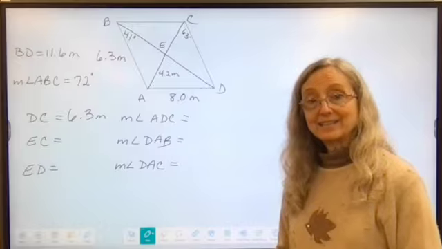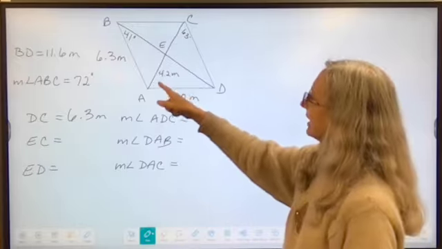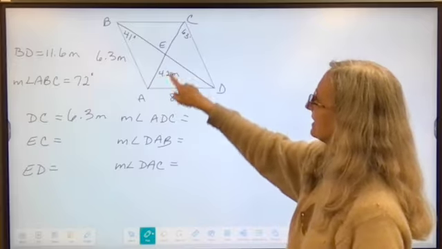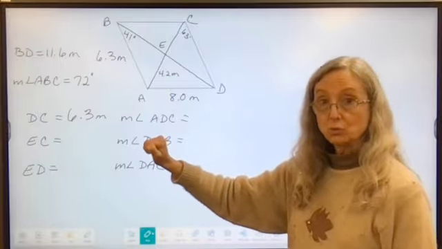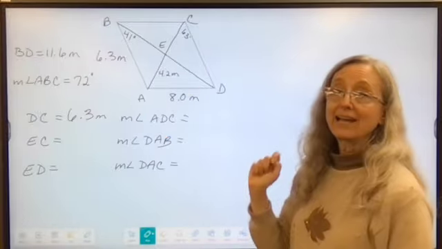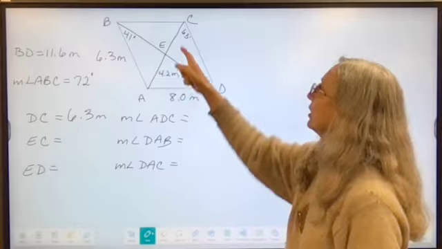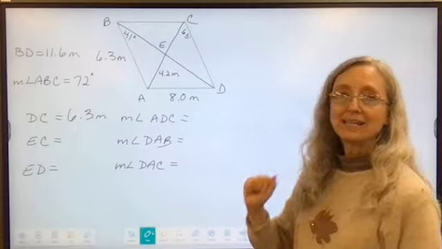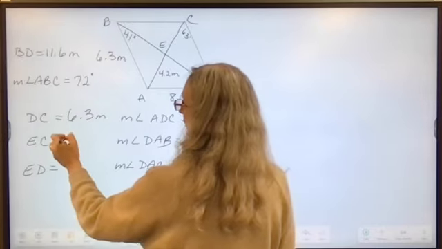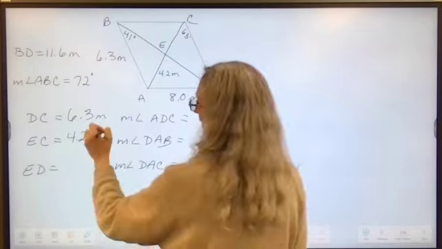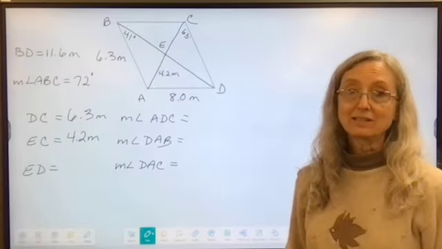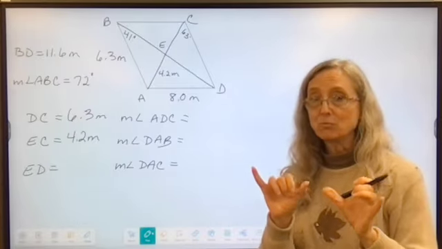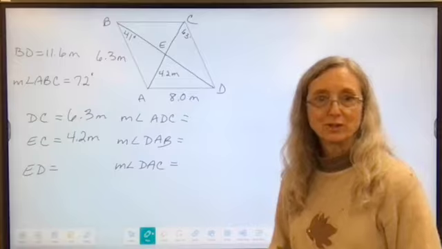I need to find EC, and I know that AE is 4.2, and I know that the diagonals bisect each other. So EC has to be the same as AE, so it's also 4.2 meters. The fact that it's bisected means it's cut exactly in half, so both halves are equal to each other.